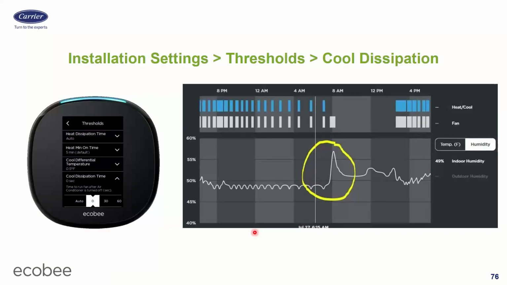Cool dissipation timer works exactly the same as the heat dissipation timer, except I don't want to use this at all, ever. There's never going to be a project you want this. It comes factory defaulted to auto. You need to switch it from auto to 0. When the cooling call is over, I want the blower fan to shut off immediately. I don't want to continue running the fan at all for any reason.